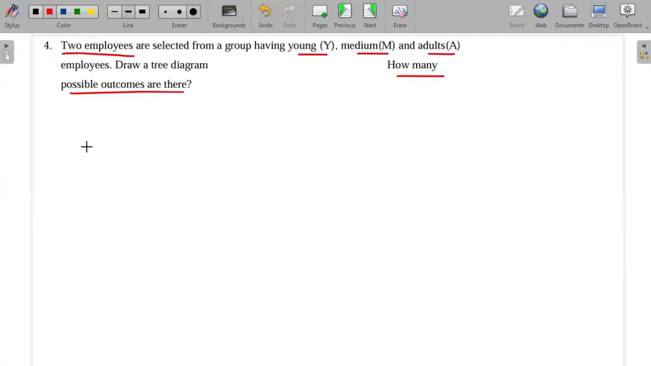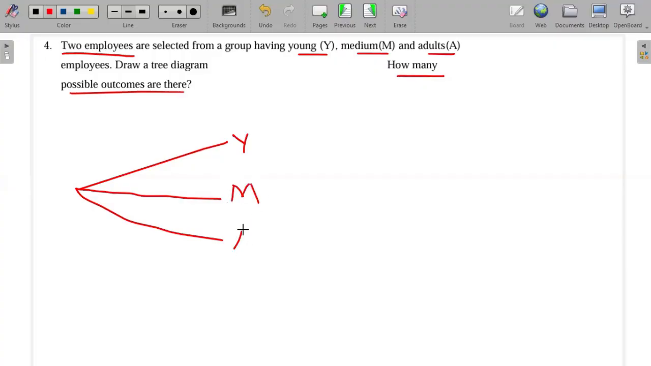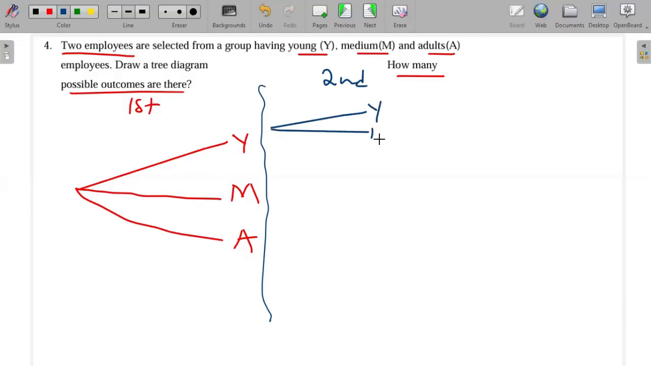Okay, from the young, the medium, and the what? The adults. So I'm just going to say in my first selection, I can have young, or I can have medium, or I can have what? The adults. So this will be my first selection here. What about my second selection? So just draw a line here to differentiate that this is now the second selection. So it can happen that I pick young again, or I pick medium, or I pick what? Adult. And it'll be the same here.